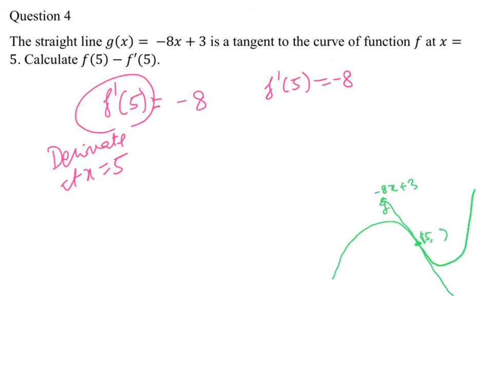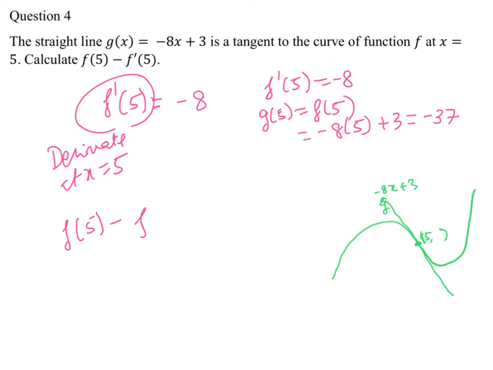How do I find a common point? g(5) will be the same as f(5), since it is a common point. Therefore, I take negative 8 times 5 plus 3, so I get negative 37. Now the question is f(5) minus f prime of 5. That is what we need to evaluate. f(5), I get as negative 37.